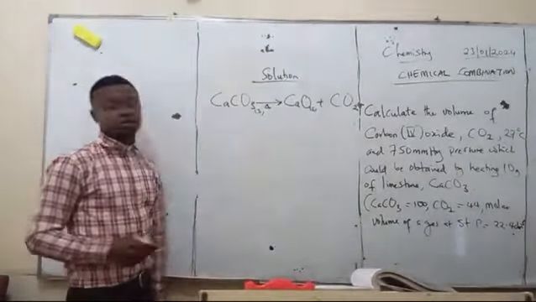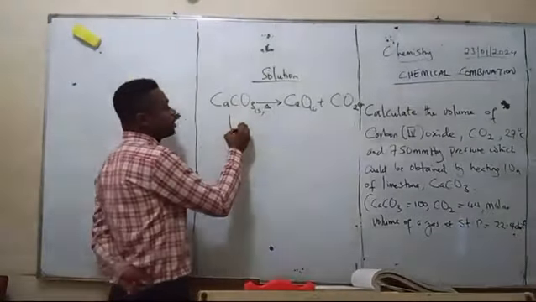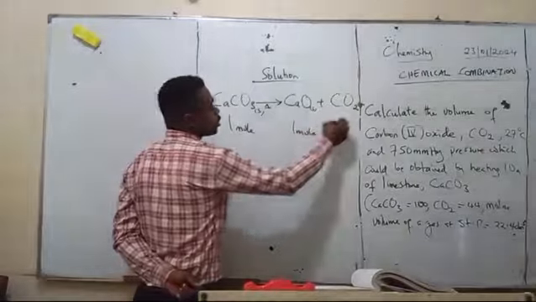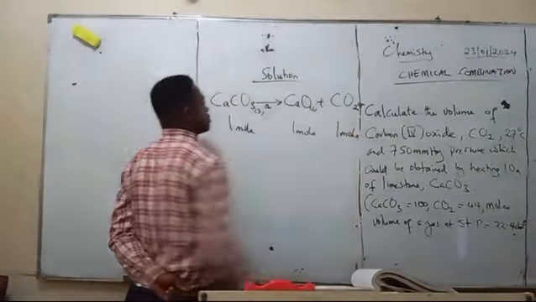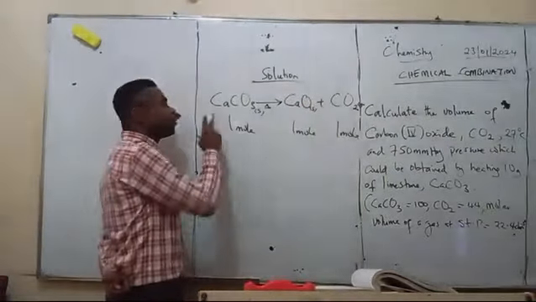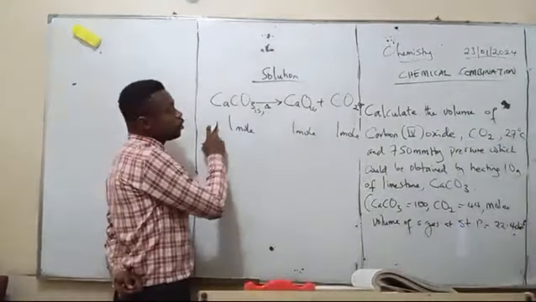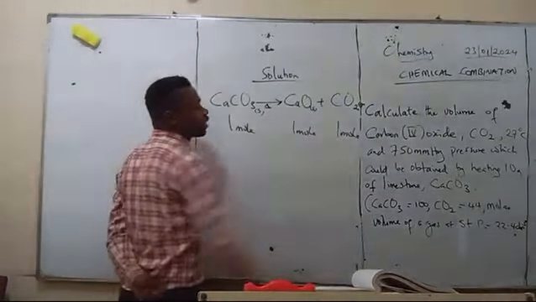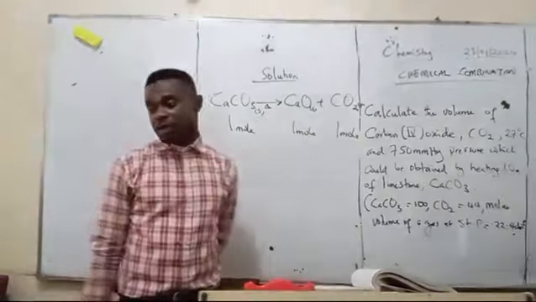So what is the mole ratio? 1 mole of this will give rise to 1 mole of this and 1 mole of this. 1 is to 1 is to 1. So 1 mole of calcium carbonate will give rise to 1 mole of calcium oxide and 1 mole of carbon dioxide altogether.